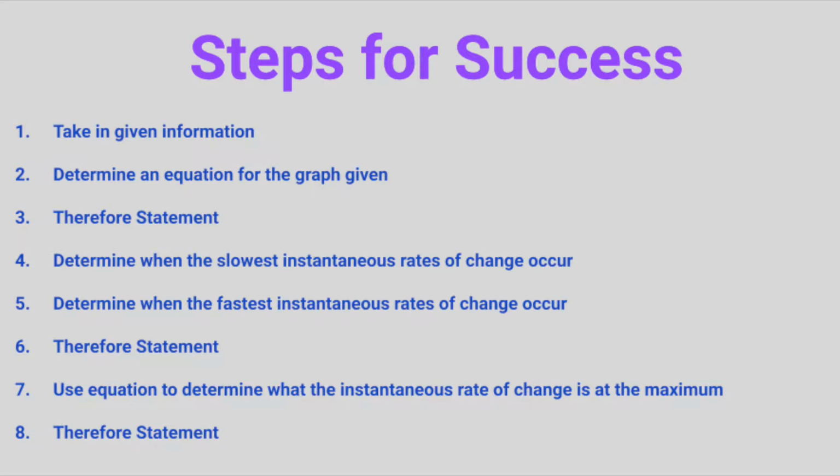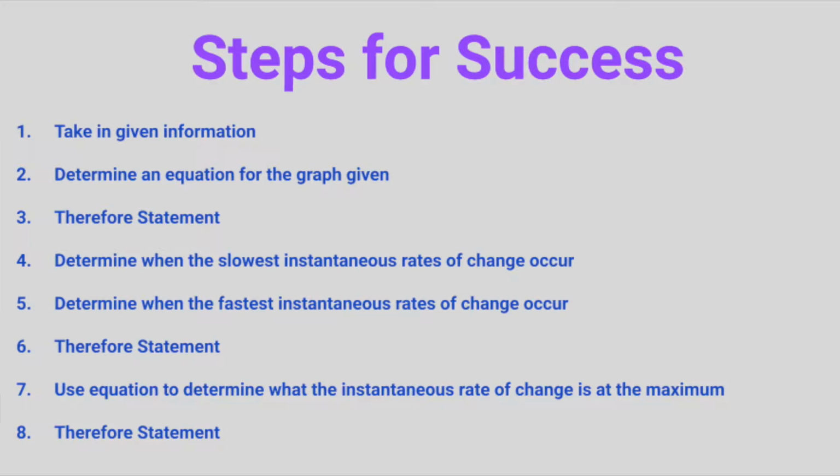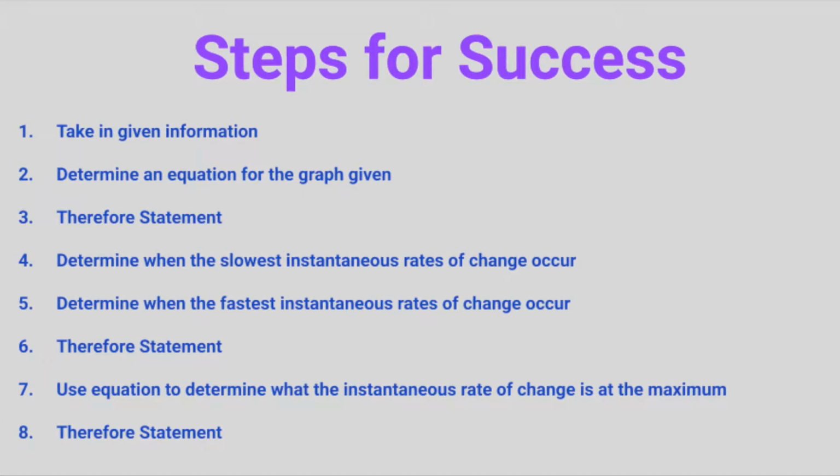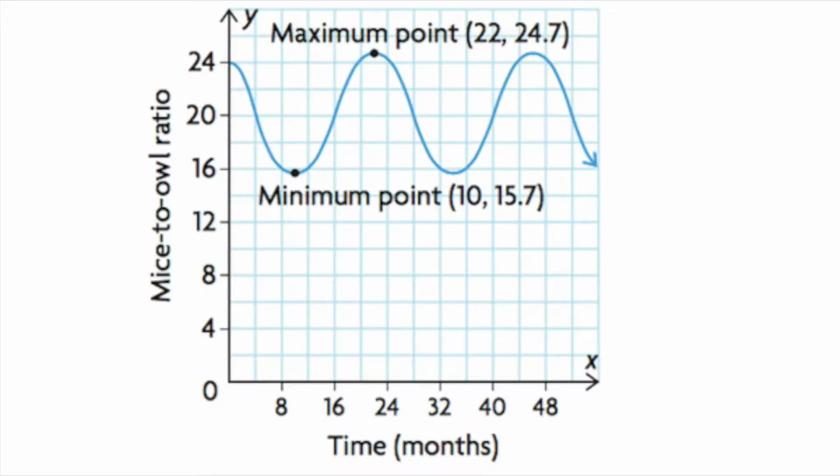The steps for success are to take in the given information, determine an equation for the graph given, write a therefore statement, determine when the slowest instantaneous rates of change occur, when the fastest instantaneous rates of change occur, and write a therefore statement. Use the equation to determine what the instantaneous rate of change is at the maximum, and write a therefore statement again.